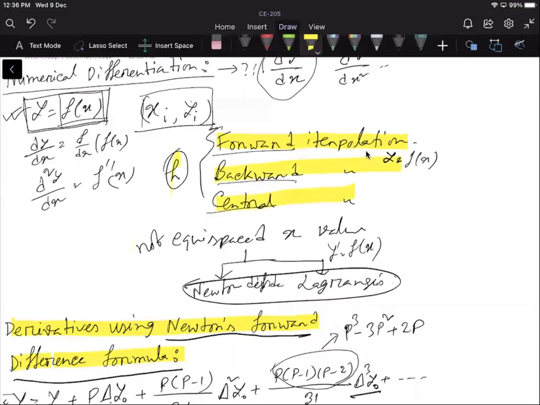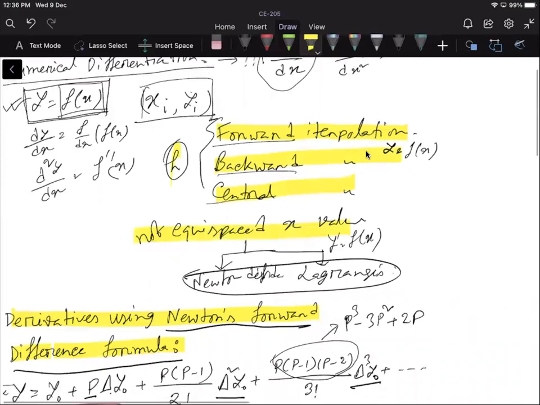And if it's not equal, in that case you should go for the derivatives of Newton's divided difference and Lagrange interpolation formula. So all the formulas are known to you, you just need to take the decision based on your data set. If it is equal interval, then you will go here, and if it is not, then you can go here.